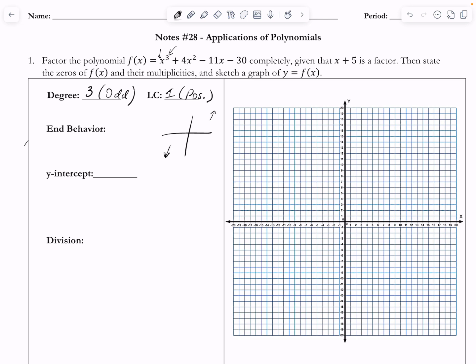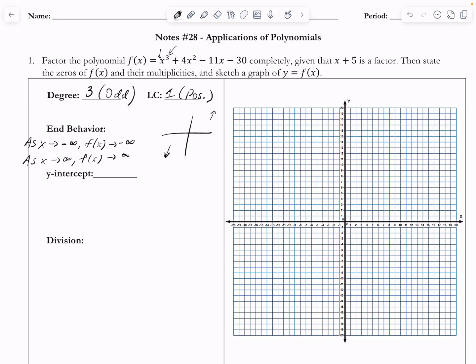Okay, so if we write it out, as x approaches negative infinity, our function values, our y values, are going to approach negative infinity as well. And as our x values approach positive infinity, our function or y values will approach positive infinity as well.